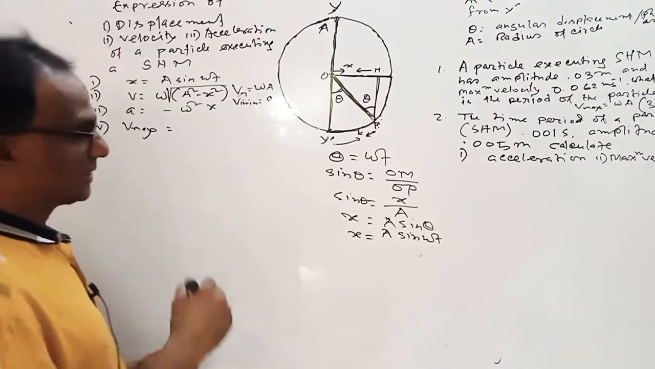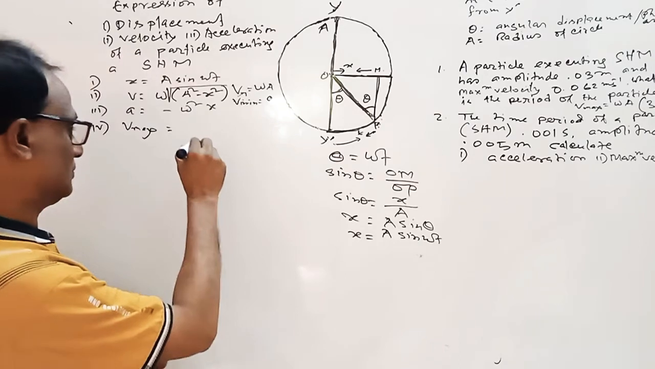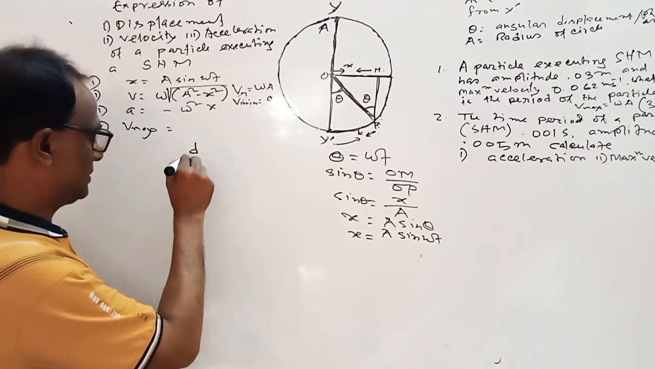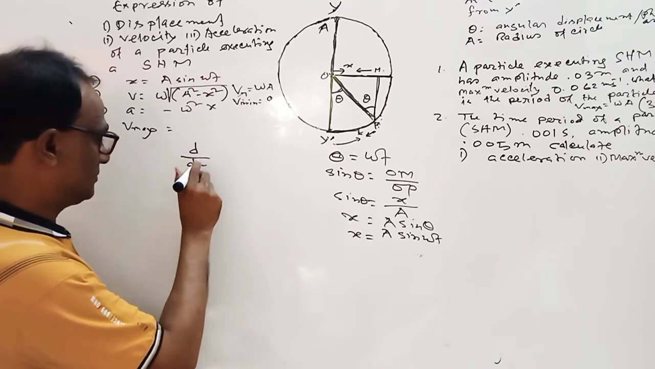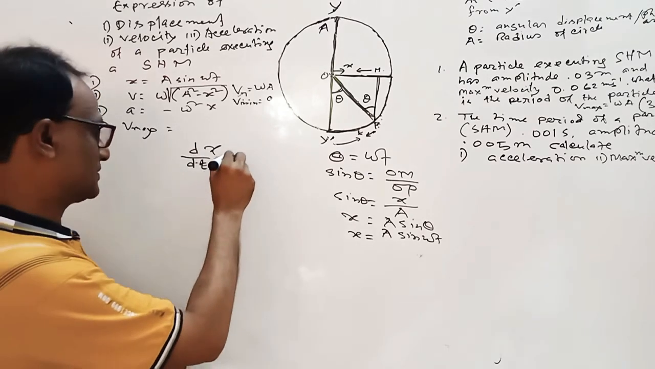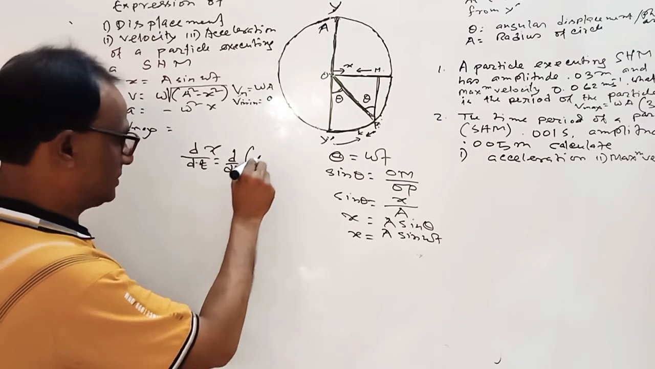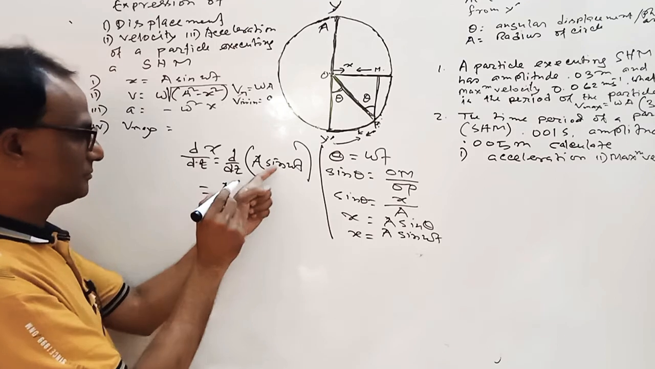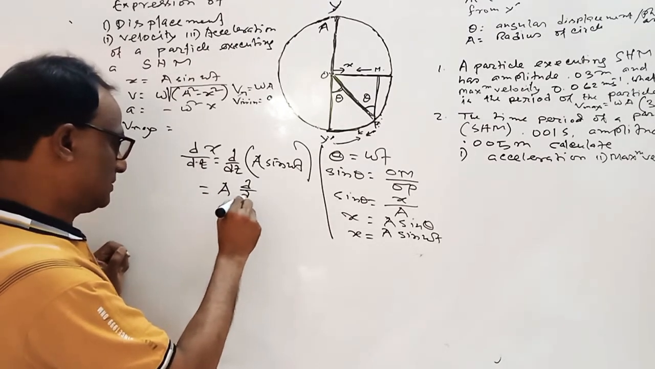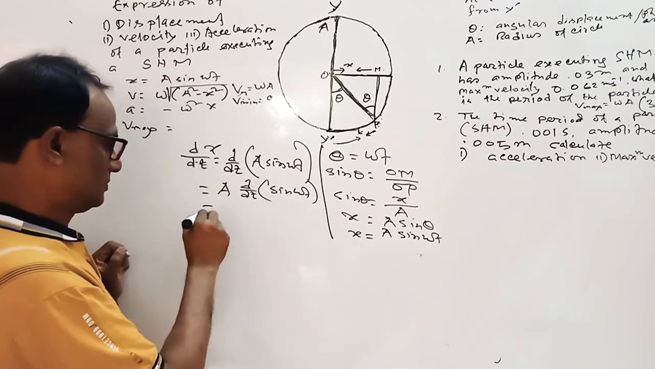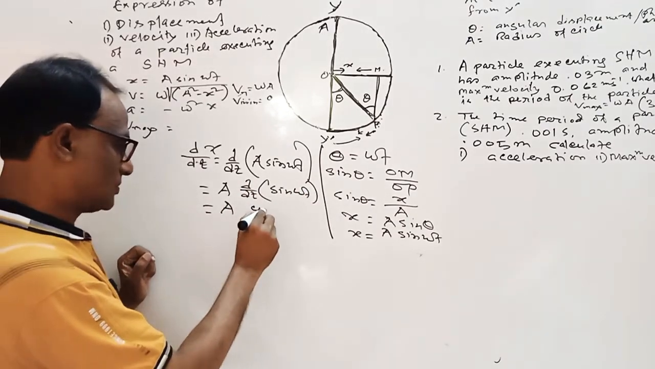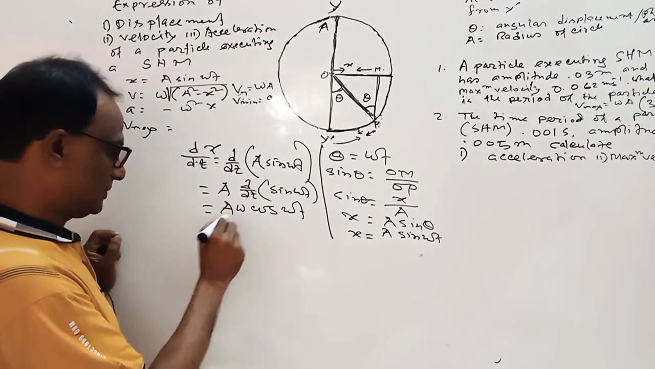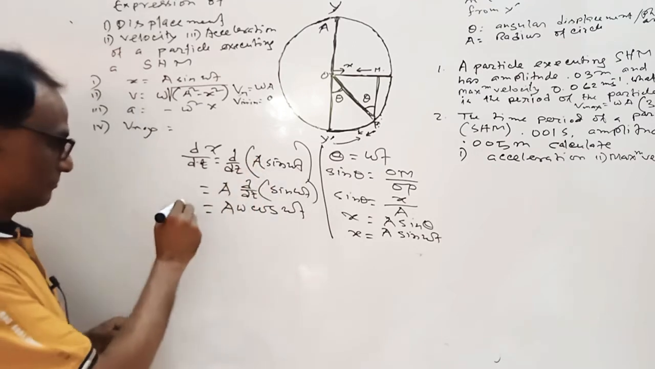So if we like to calculate the velocity, we will differentiate x with respect to time, that is dx by dt equal to d by dt of a sin omega t. So a is constant here, so a d by dt of sin omega t equals cos omega t. Again, differentiation of omega t equals omega, so we write this down. This is the expression of the velocity.